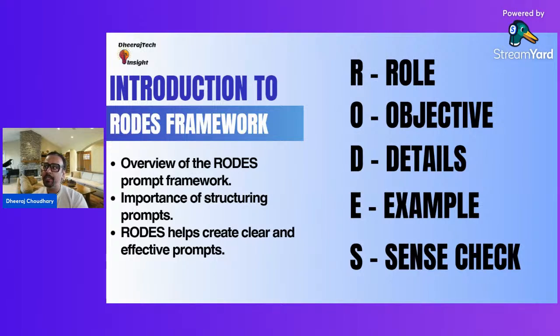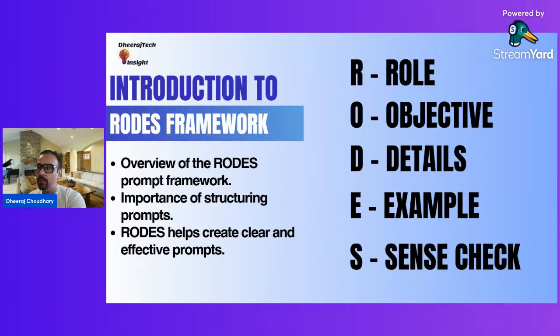Then as part of a sense check, again it is like narrowing. We are checking that it has understood all our requirements properly and it does not deviate from that. That is the reason we perform a sense check prompt over there, so that it will not deviate from the topic. So that is what a ROADS framework is.